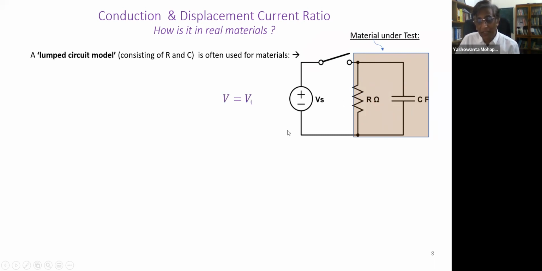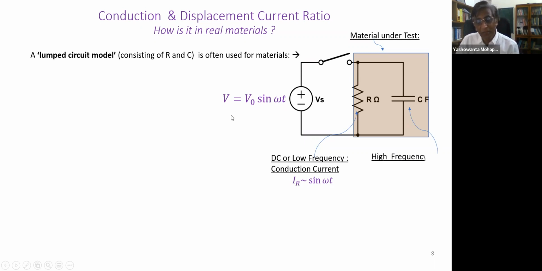Take the material, and if I apply V equal to V naught sine omega t, then of course V naught sine omega t by R would flow through this. So there is a DC or low frequency conduction current, which is proportional to sine omega t, correct? That will be in phase with the applied voltage. But this one would be dq by dt, and hence C dV by dt. So it is C dV by dt, the high frequency displacement current, and this will dominate.